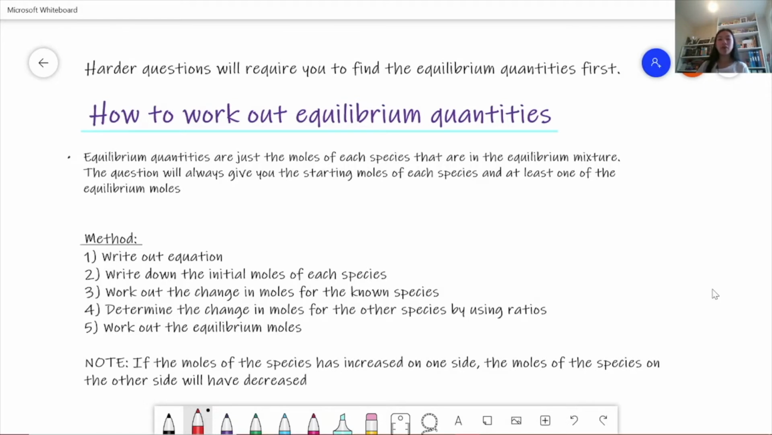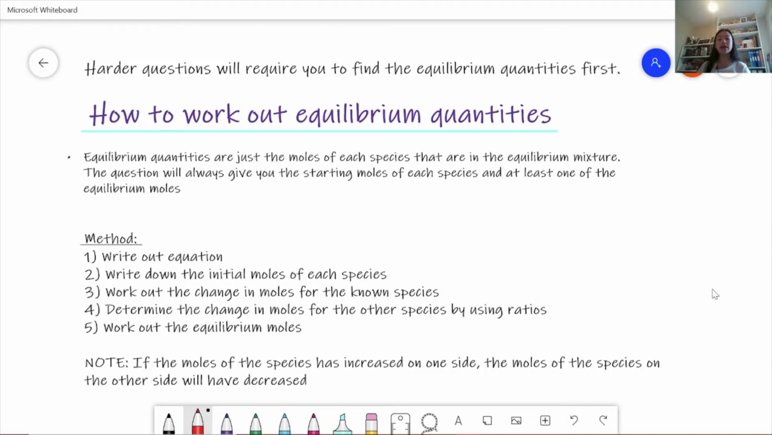So I've bullet pointed how to work out equilibrium quantities. Again, equilibrium quantities are just the moles that we have of each species in the equilibrium mixture. And the question should always give you the starting moles of each species and at least one of the equilibrium moles of either the reactants or the products in equilibrium.